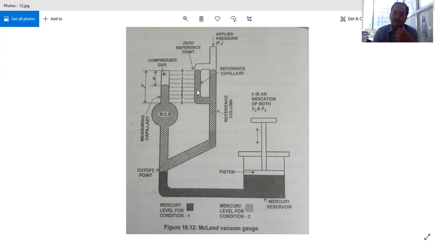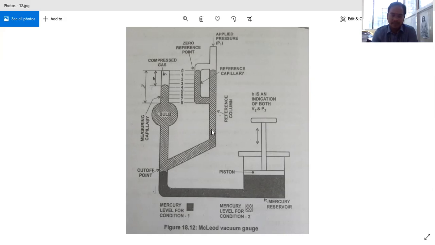Next, the second limb has this type of structure. Over this, we have readings, and this is a reference column, which is also a reference capillary tube. This reference column will help us to overcome the capillary losses. If you find any air gaps or any losses in the capillary tube, that can be recovered with the help of this reference column.